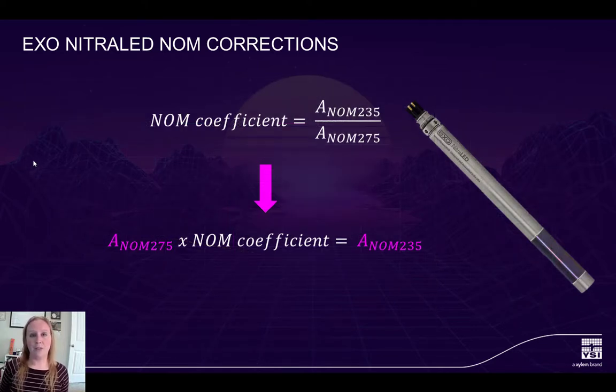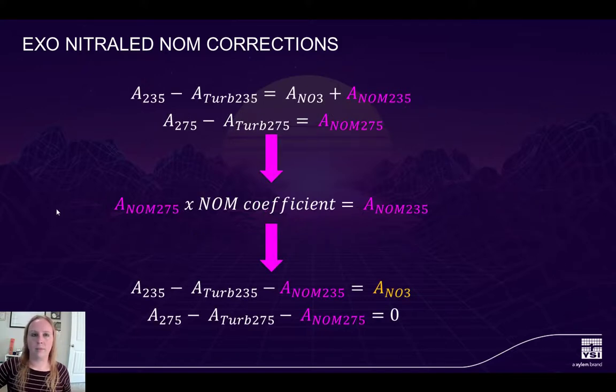Once we know that coefficient, we can do some simple math to determine the absorbance due to NOM at 235 using the coefficient equation or slope that we just discussed. In the equation here, we see that our absorbance from NOM at 275 multiplied by our NOM coefficient gives us the absorbance of NOM at 235. So going back to the original equations, we then adjust the equations based on the knowns and are able to input some numerical values, which leads to the end goal of having the absorbance value for nitrate.